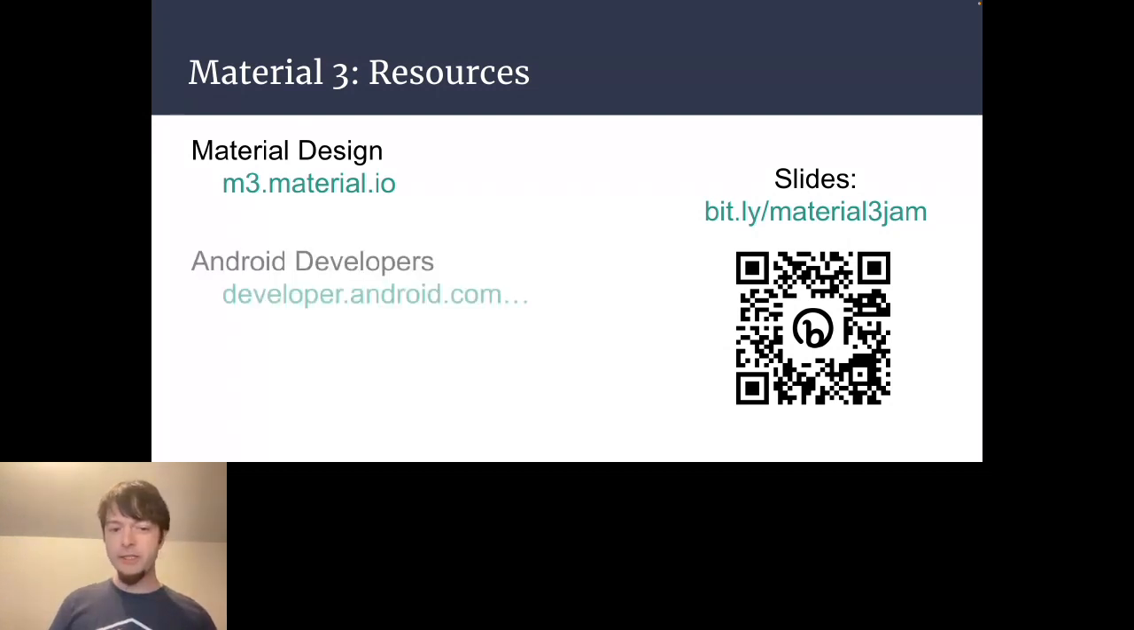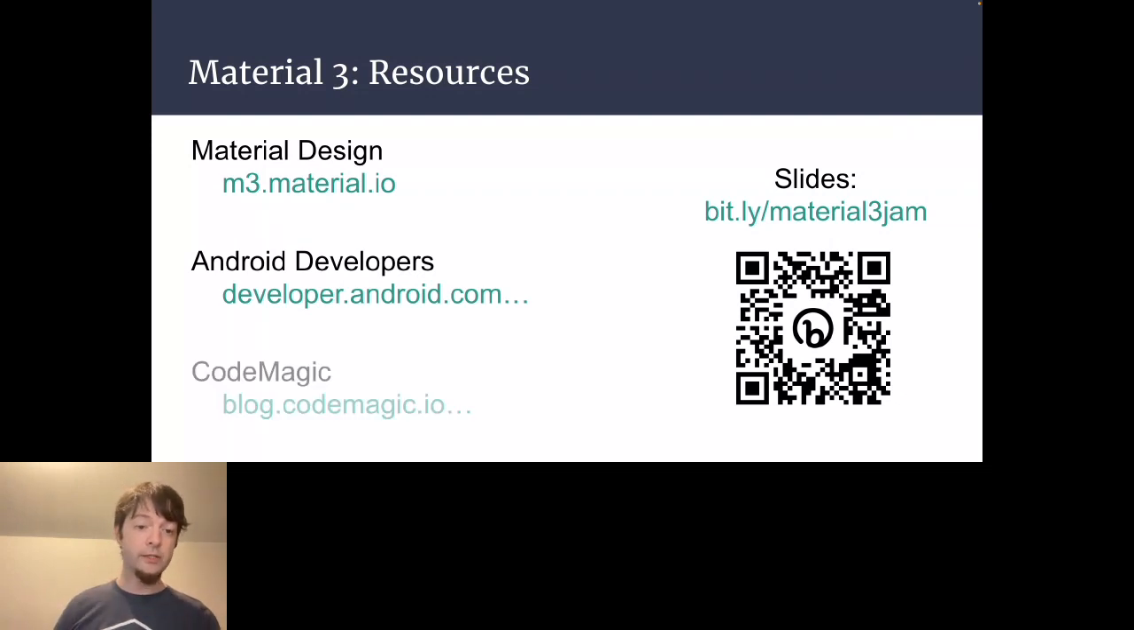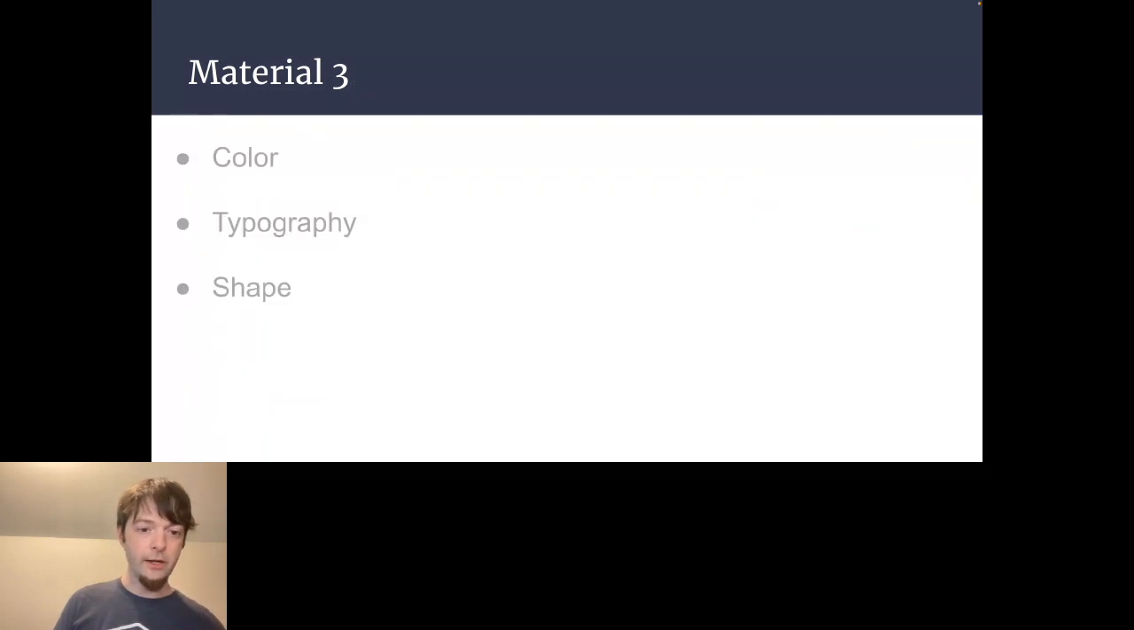The next single resource that you could look at comes from developer.android.com, because they have an entire page where you can see here's what it looks like in Material 3, and what you need to keep in mind as things are changing. And then Codemagic has a nice write-up that covers this as well. So realistically, if you only have 3 resources, just look at the material.io.